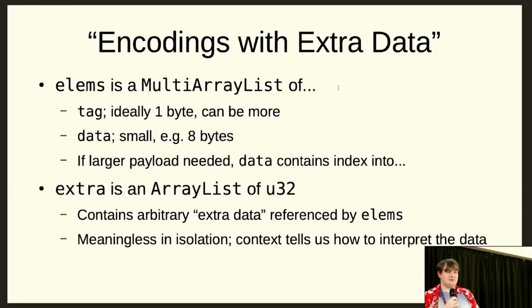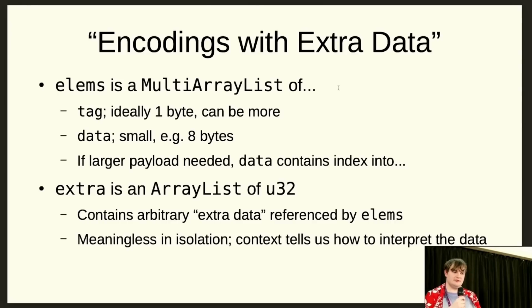So we effectively have 2 aggregates. The first is a list of elements. So multi-array list is the thing we use in Zig for doing structure of arrays. That's the thing where you have separate arrays for every field. So we have an array of tags, which might be 1 byte or maybe a couple of bytes. And you have an array of data. And the data need to be pretty small. They're typically going to be 4 or 8 bytes. And we'll see what they're used for in a second.